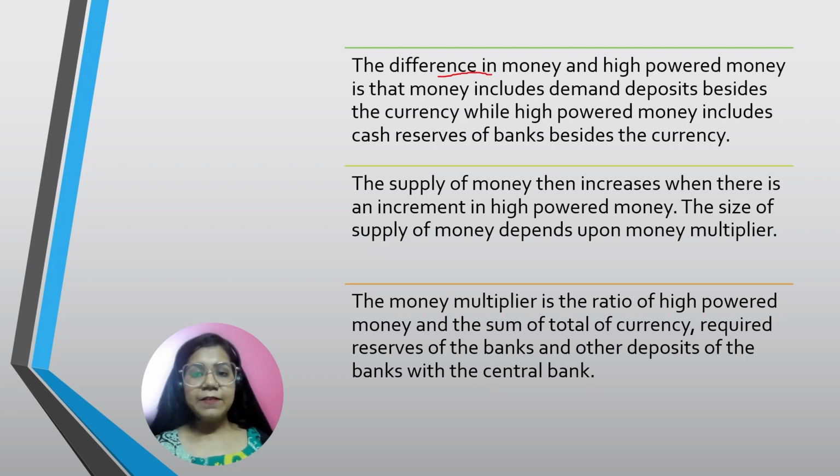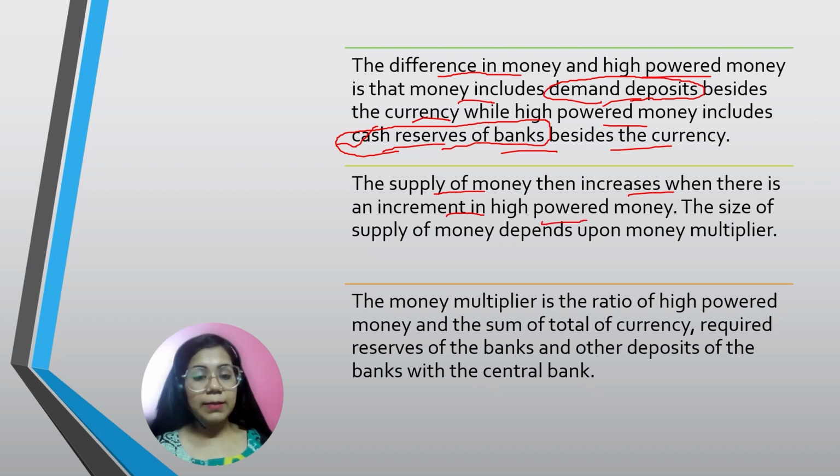See, the difference between money and high powered money is that money includes demand deposits besides the currency, while high-powered money includes cash reserves of the banks besides the currency. So these are the demand deposits which are kept by the people in the banks, and these are the cash reserves of the banks, the money that banks keep aside as reserves. This is included in the high-powered money. The supply of money increases when there is an increment in the high-powered money. So we can say that high-powered money positively influences the money supply: when there is an increase in high-powered money, there is similarly an increase in the supply of money.